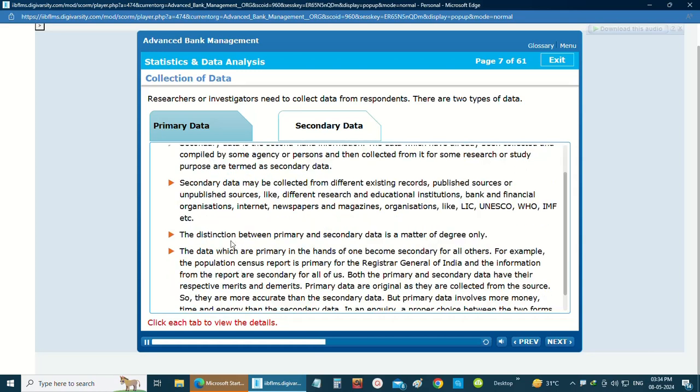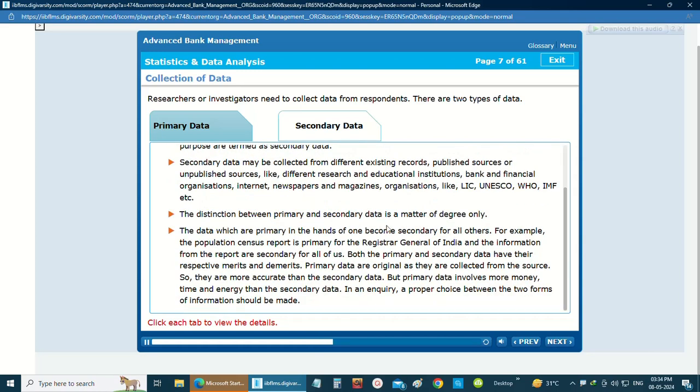The distinction between primary and secondary data is a matter of degree only. The data, which are primary in the hands of one, become secondary for all others. For example, the population census report is primary for the Registrar General of India and the information from the report is secondary for all of us.